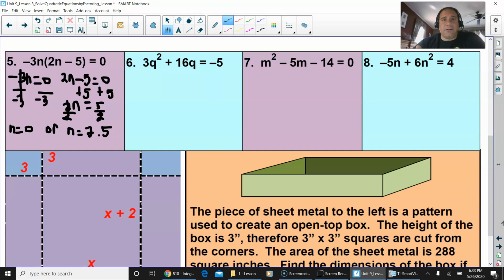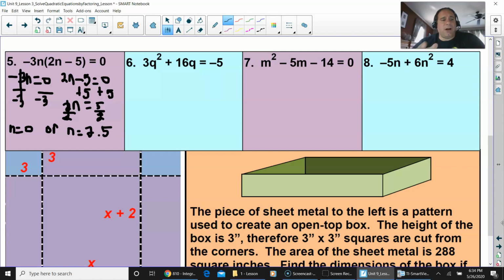divide by -3 on both sides of the left equation. 0 divided by -3 is 0, so n equals 0. That's one root. And then 2n minus 5 equals 0, and you add 5 on both sides, and you have 5 over 2 divided by 2, and you get 5 over 2, and that's n equals 2.5. That's basically it. Number 6, a little bit longer of a problem.